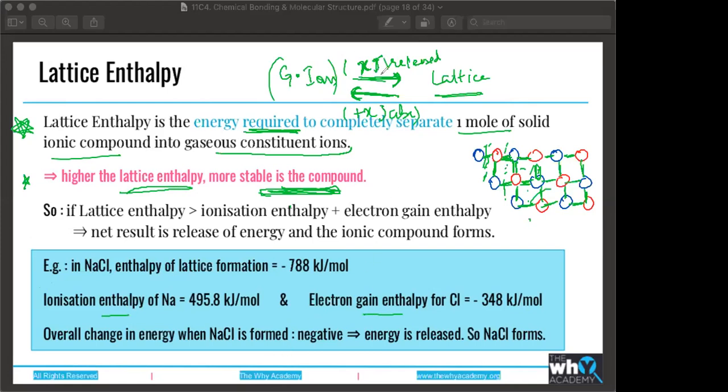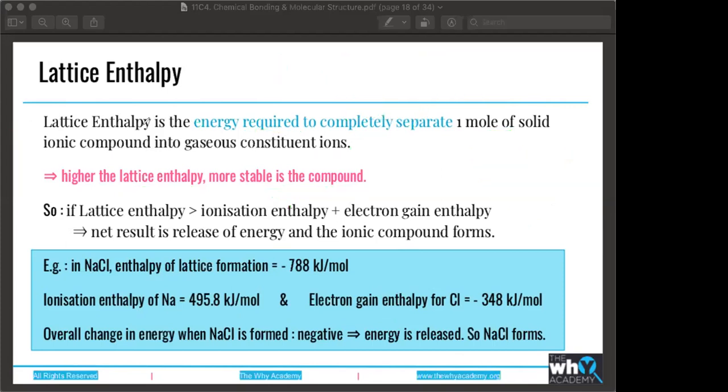As long as it compensates for that, the ionic compound is a stable compound, and the universe is okay with that compound being formed that way. But if the lattice enthalpy, this lattice energy, is very low, low enough that these two are not being compensated, then that ionic compound won't be formed. That's the simple logic. So that's what it says here.